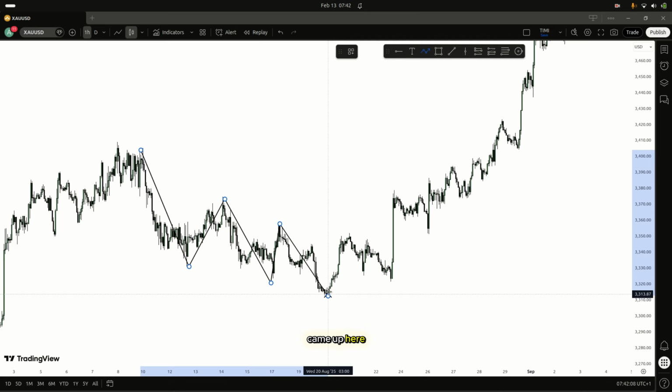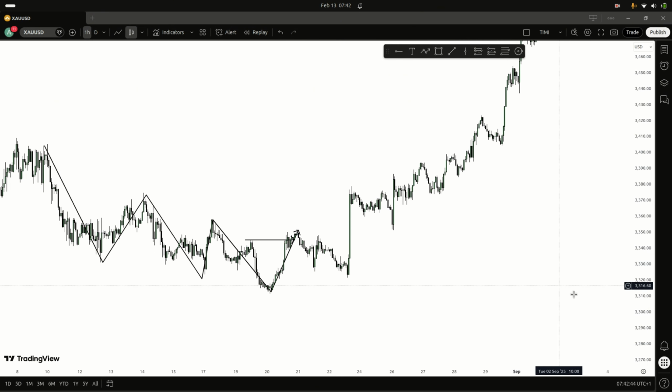And then price came up here and broke this previous high. Immediately price took out this high. Price was giving you an indication that it's about to go up. A market structure shift had occurred right there. I hope you are getting it.